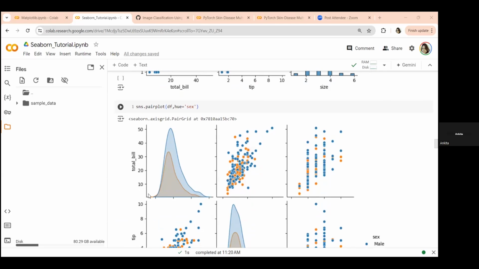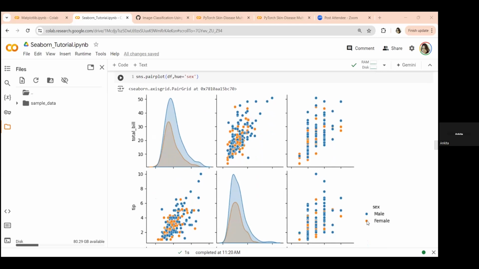This blue color represents the male features paying the total bill, and this portion represents the female features paying the total bill. But the male number is higher than the female number in our data set. So graphs like this high peak represent the male sex present in our data set, and this low graph represents the female. This one is the male and this one is the female.